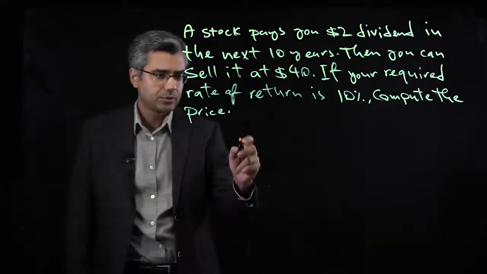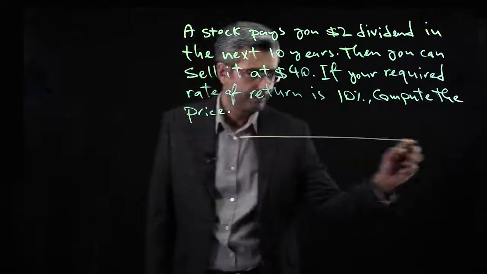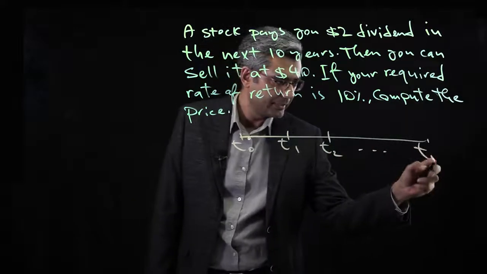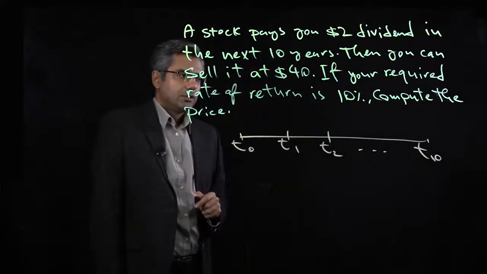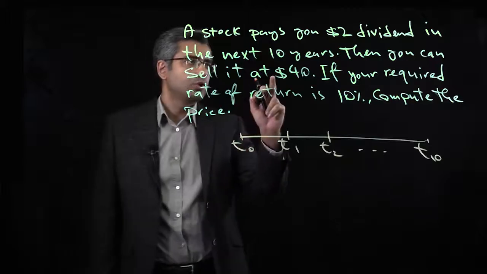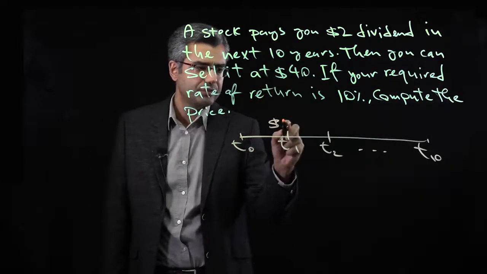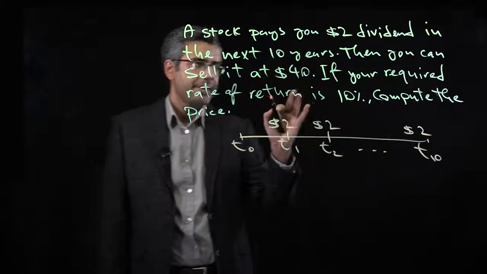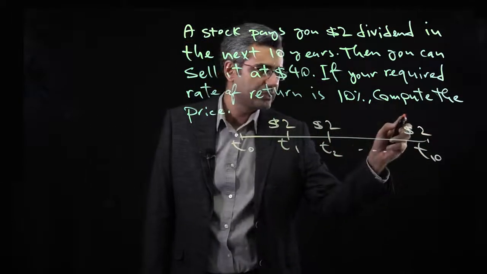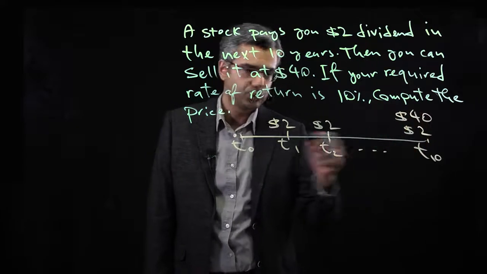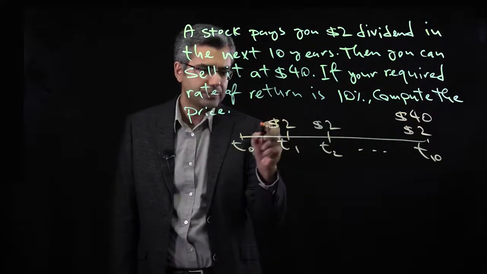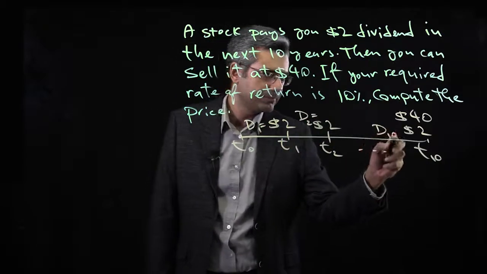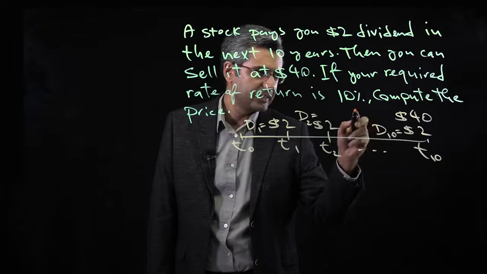So let's start with drawing the timeline. Today, next year, year 2, and so on, for a 10-year period. So you will expect to receive $2 dividend every year for the next 10 years. And you believe that you can sell the stock at $40 at the end of year 10. So this is D1, D2, and D10. And this is the selling price.